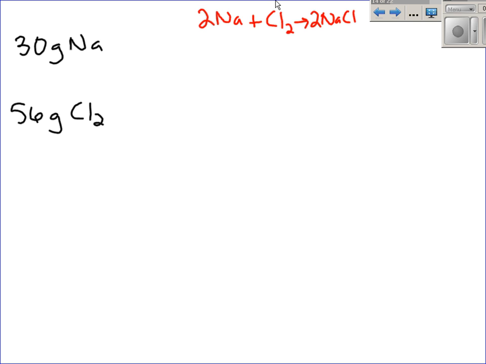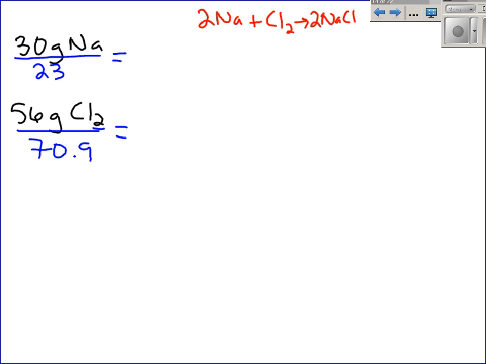All right, my first step is I want to take my given amounts, which is 30 grams of sodium and 56 grams of chlorine, and convert that into moles. Since we're in grams, we're going to have to divide by a molar mass. Sodium is approximately 23, and chlorine, remember you have 2, is 70.9. By dividing those numbers, it's going to give me my number of moles.